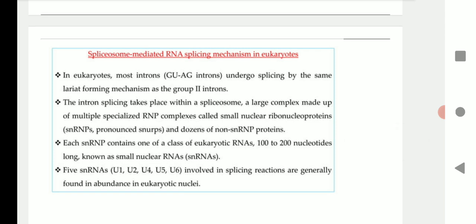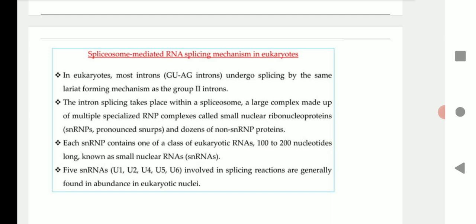GU-AG. What is the GU-AG rule? It follows the GU-AG rule, meaning the 5' end of the intron contains GU and the 3' end of the intron contains AG. So how does it differentiate whether it's an intron or exon? In the higher eukaryotic system, all these are nucleotides only. So to differentiate, always the 5' end of the intron contains GU and the 3' end has AG. This is how it identifies.